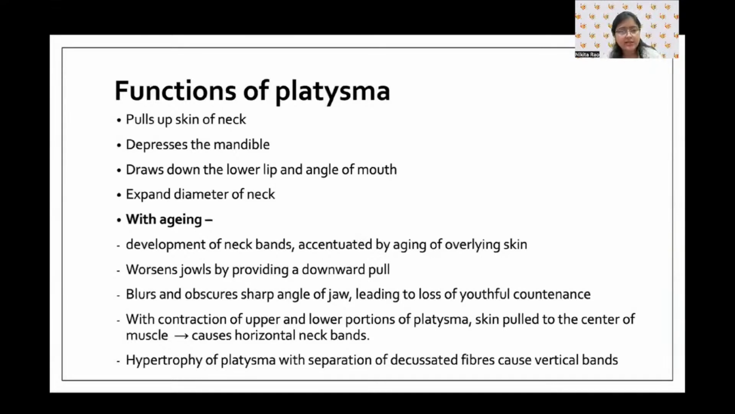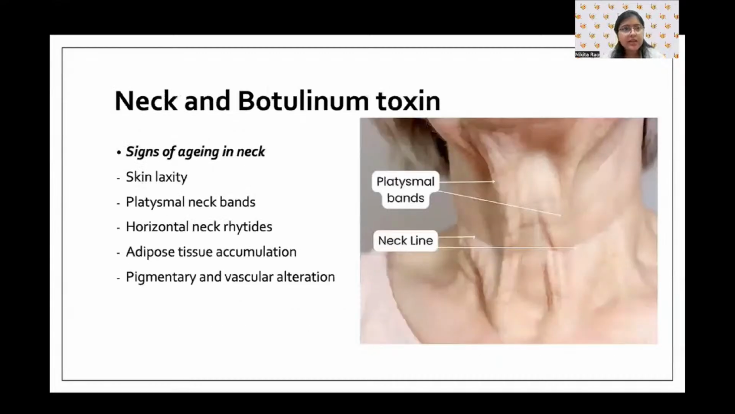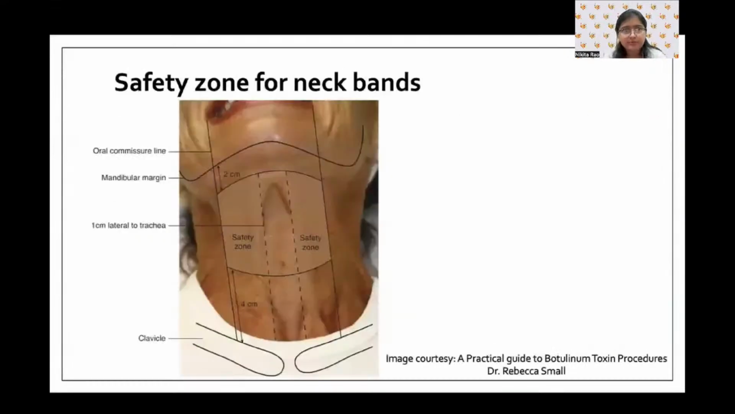Horizontal neck bands develop as the skin is pulled to the center, and hypertrophy of the platysma with separation of the decussated fibers causes vertical bands. So in the neck, skin laxity, platysmal neck bands, and horizontal neck rhytides are the signs of aging that can be effectively countered with botulinum toxin. So let's take a look at the safety zone for the injection of these neck bands.